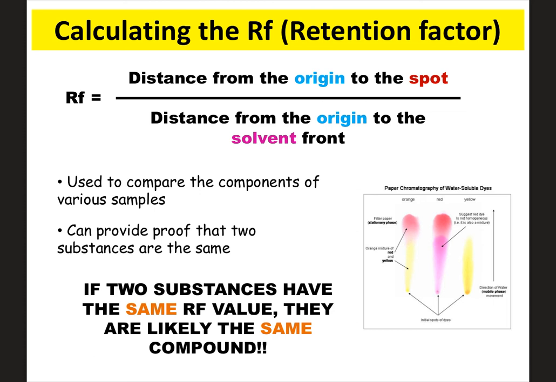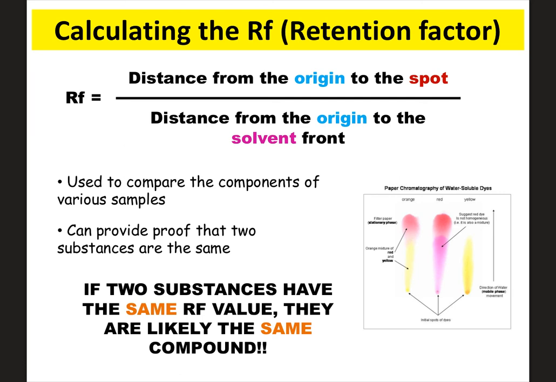You would take the measurement from the distance of the origin, which would be the bottom line, to the spot itself, and you would divide it by the distance from the origin, the bottom line, all the way up to the solvent, how far the solvent ran. So this is why marking these things would be important, but you just use a ruler and you would measure these things.